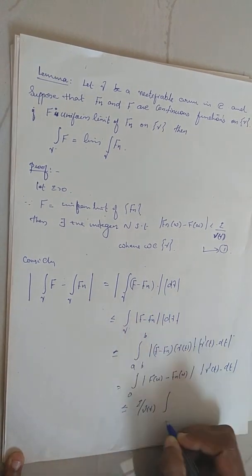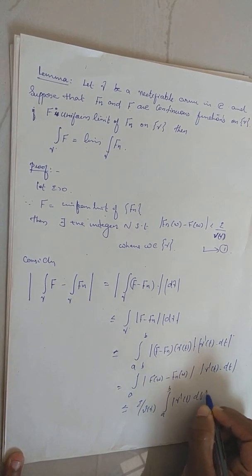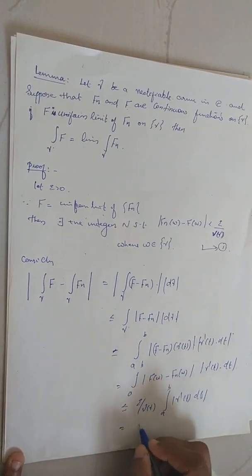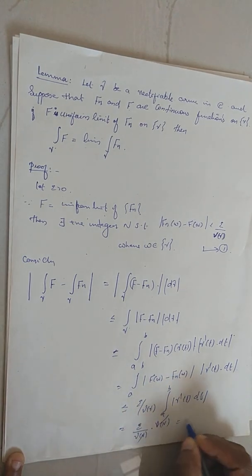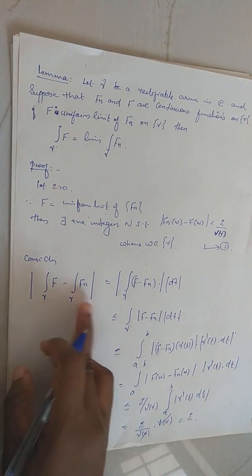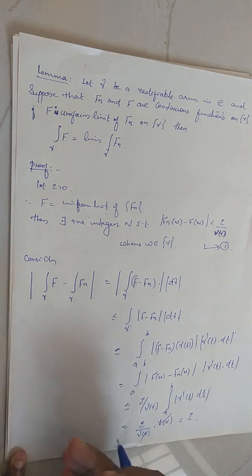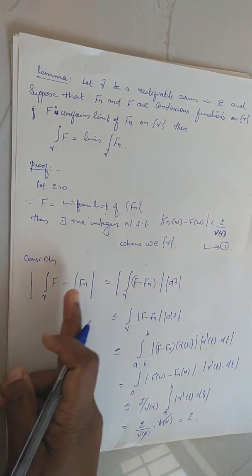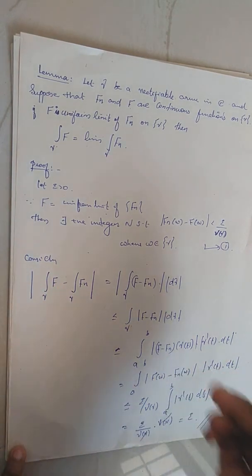integral from a to b of modulus of gamma dash of t dt. So what will happen to this? This is nothing but the actual length of gamma, therefore epsilon by V(gamma) into V(gamma), this will cancel, so that we get epsilon. So the difference between them is less than epsilon. When n tends to infinity, this integral over gamma of fn tends to the integral over gamma of f, which proves the result.